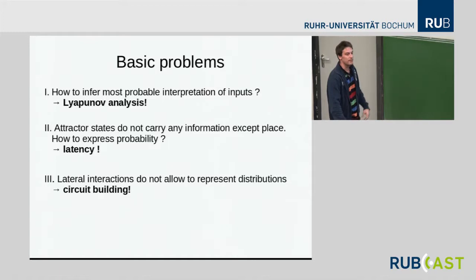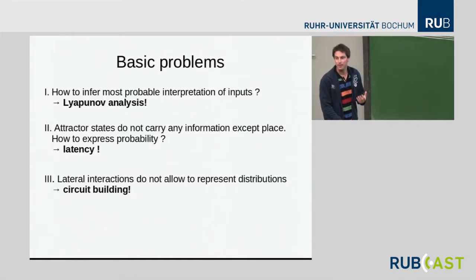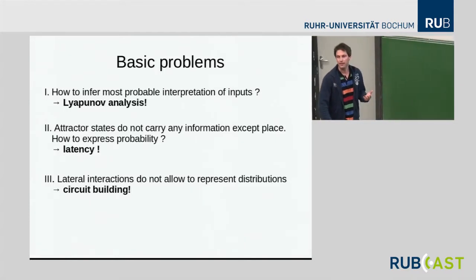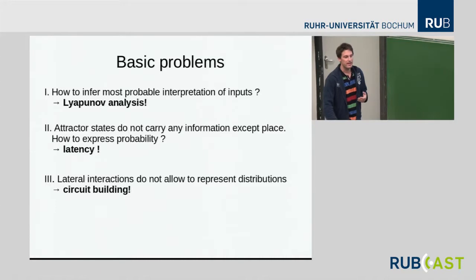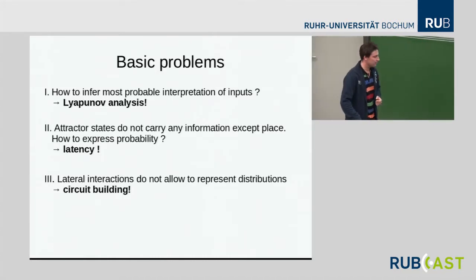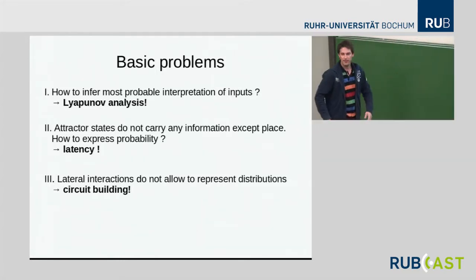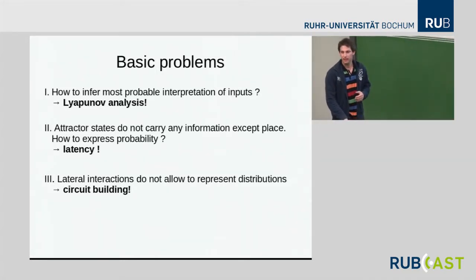Secondly, is there a way to represent probability? If there is a way to infer the most likely interpretation of an input, can I represent a probability for this interpretation? Is it possible? And the third question, which is the most basic question, given that all these basic mechanisms would exist, is there a way in which neural fields can represent really distributions over values? I mean, you know by now, I guess, what neural fields do.